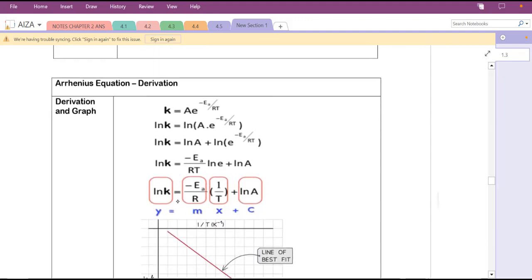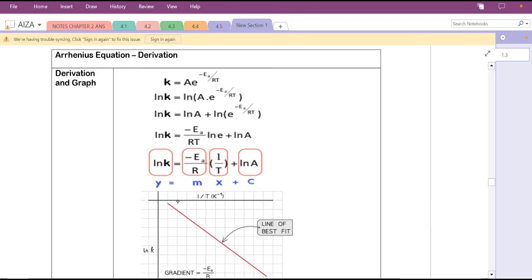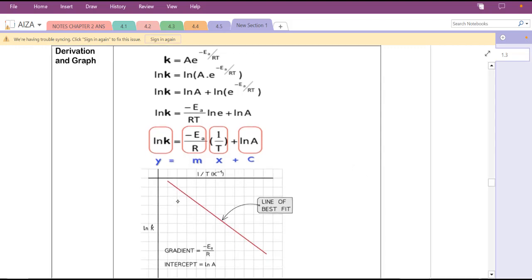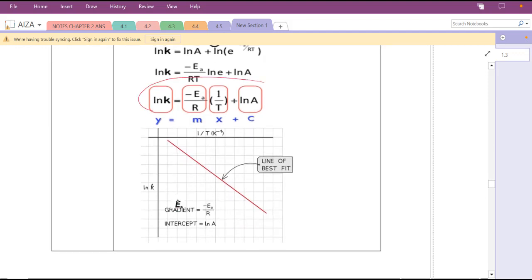We have another equation, but this one is a derivation of the Arrhenius equation only to plot a graph. We derive this from the original equation. We only use this equation to plot a graph. We never use this equation to calculate something.